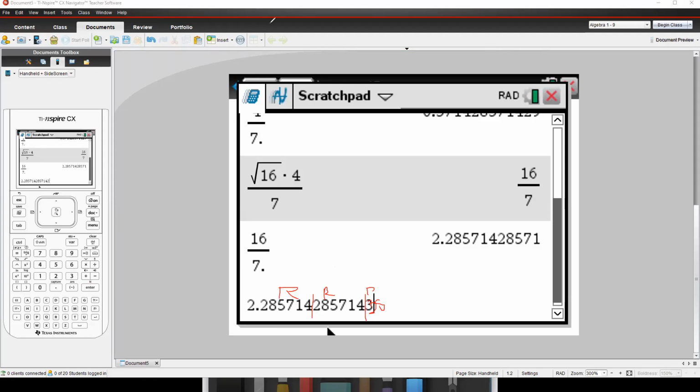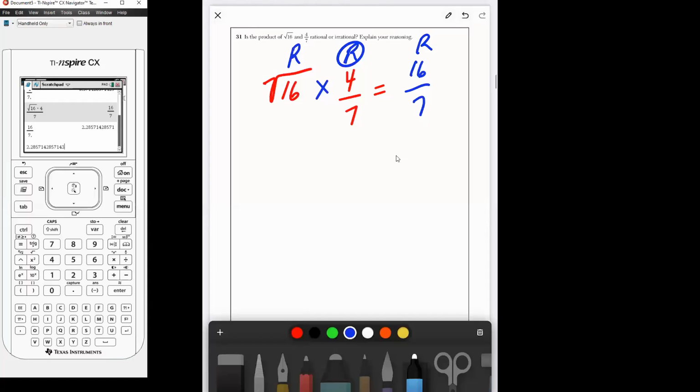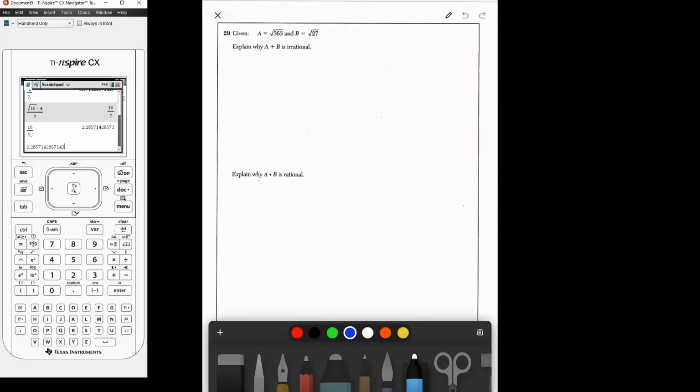So let me clear this, and yeah, that's the answer. So again, you could write rational times rational equals rational. Boom, we're done. Okay, I'm going to do this one.